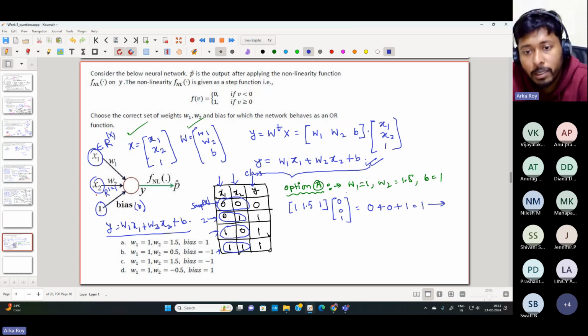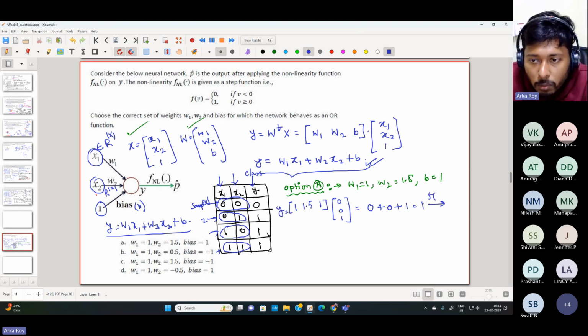So over here you can see that for the first option, your output is y equals 0 plus 0 plus 1, which is equal to 1. And if you apply the nonlinear function, it will be 1. But for 0, 0, your output should be 0, but you are getting 1 over here. So just omit option A. Option A is incorrect. Then let's go to option B.